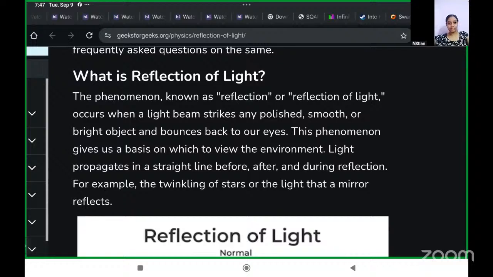Okay, we studied how light travels in a straight line. Then we studied about the beams of light. Light beams are of three types: parallel beams, convergent beams, and divergent beams.